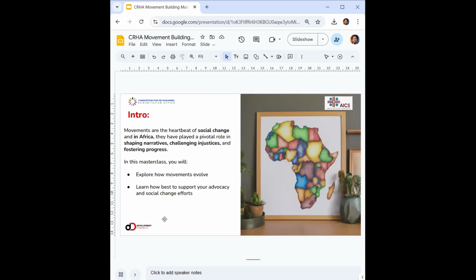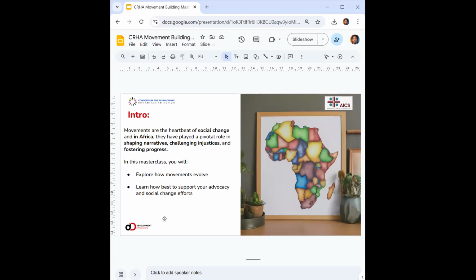With just a quick introduction. Really, at the end of the day, when you talk about movements, I just want to relate to some of the words that we were using. It's around collaboration. It's around moving together. It's around ensuring that no one person is left behind. So movements are the heartbeat of social change.